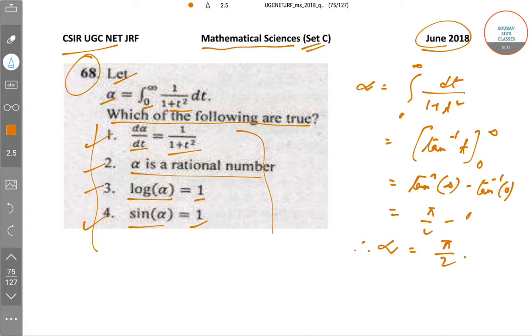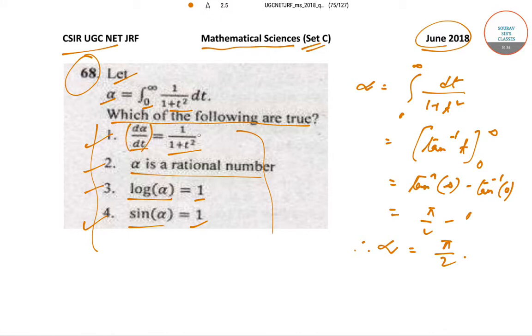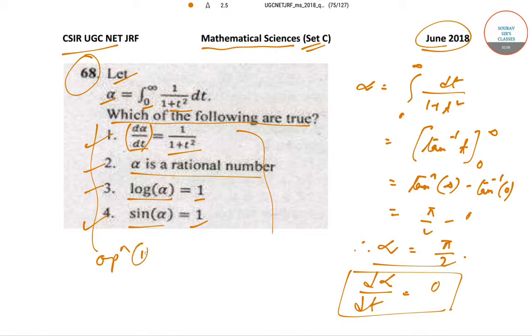So now we can say that the interpretation that d alpha by dt is equal to 1 by 1 plus t square is wrong, since this is not an indefinite integration, this is a definite integration. So therefore d alpha by dt is not equal to 1 by 1 plus t square. If we differentiate alpha, which is not in terms of t, with respect to t, we basically get 0. So therefore option 1 is incorrect.